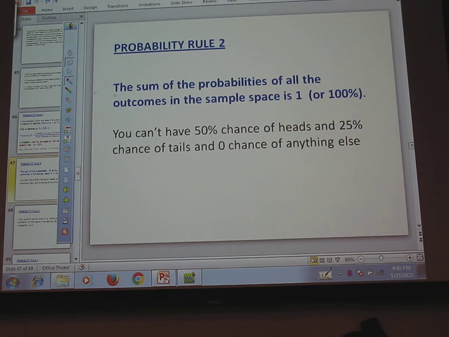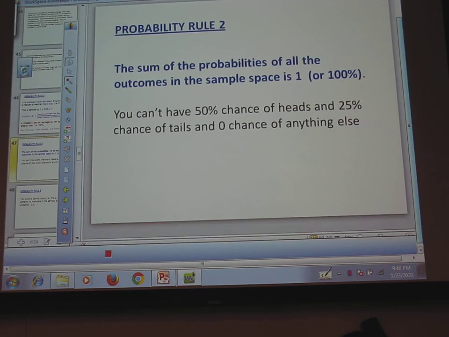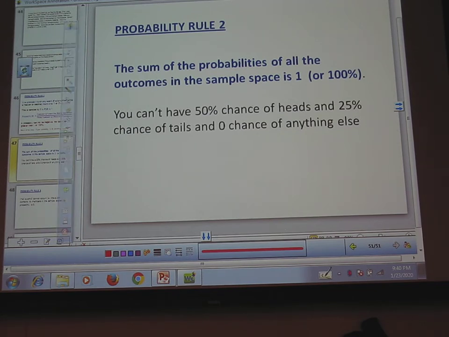Rule 2. The sum of all the probabilities of all the outcomes in the sample space is equal to 1, or 100%. Note you can't have a 50% chance of heads, 25% chance of tails, and no chance of anything else. It all has to add up to 100%.